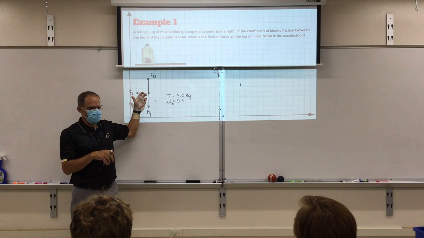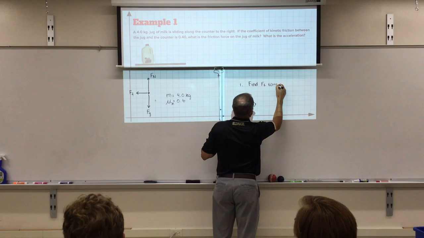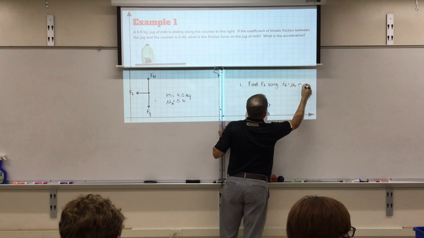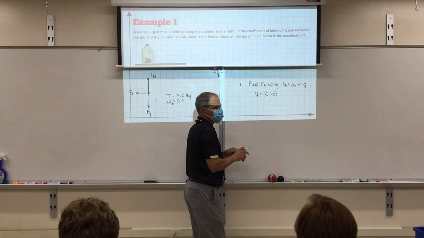All right, now, my plan. The first thing I've got to do in order to find the acceleration is find the net force, right? Before I can find the net force, I've got to find this friction force. So my first step is to find the friction force. I'm going to find it using this equation we just got, which tells us the friction force is mu sub k times m times g.